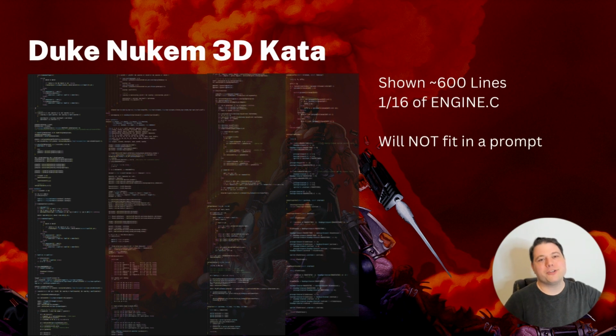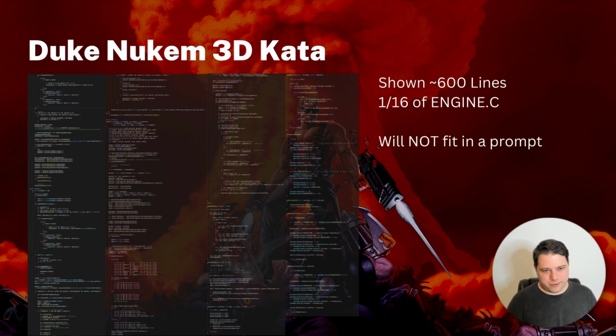In the source code, which later came out to Duke Nukem 3D. That's about 600 lines. The entire file is several thousand. You're not fitting that file in a prompt. If you use the last thing we just ran on this, it will immediately choke.